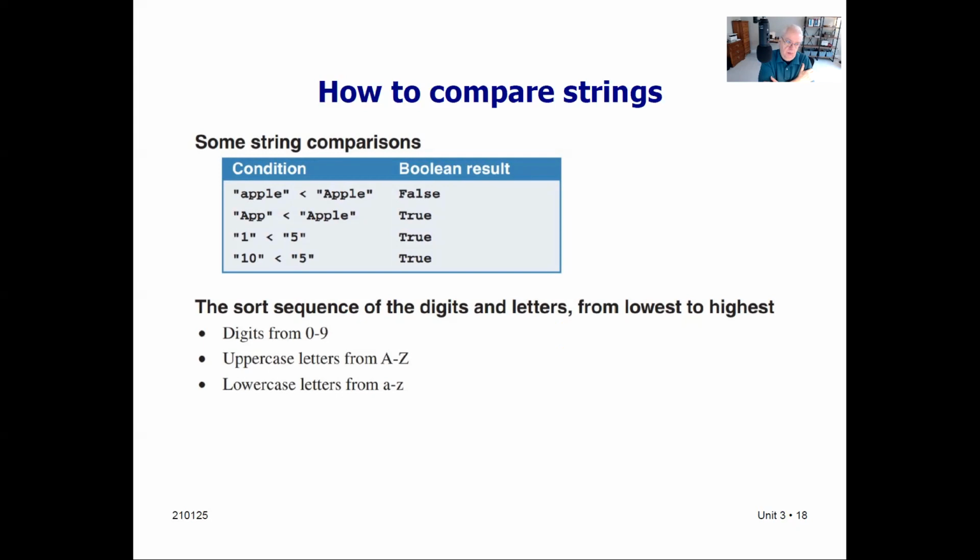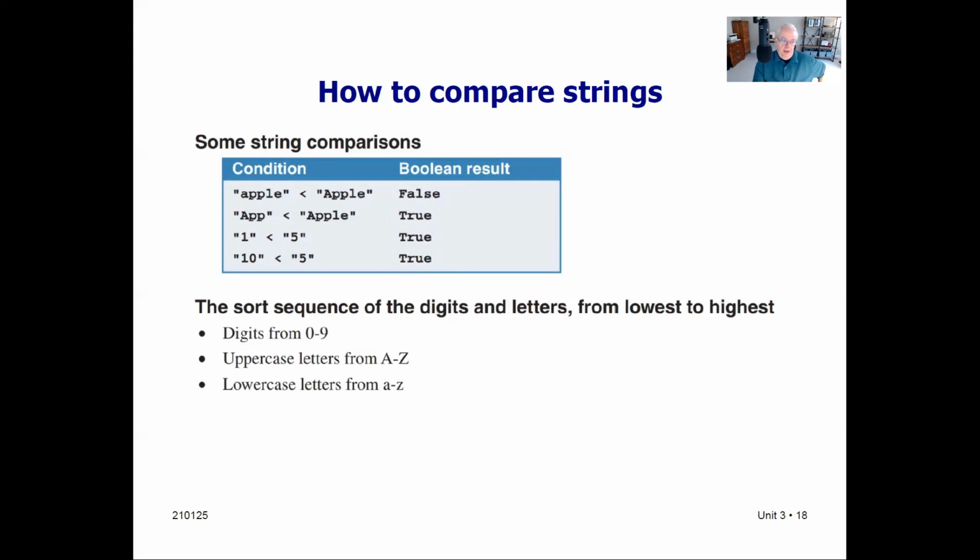That's true. Okay. And then we get into numeric. That's super easy. Now, understand that we converted these to strings with those quotation marks there. So that string 1 is less than string 5 and string 10 is less than string 5.